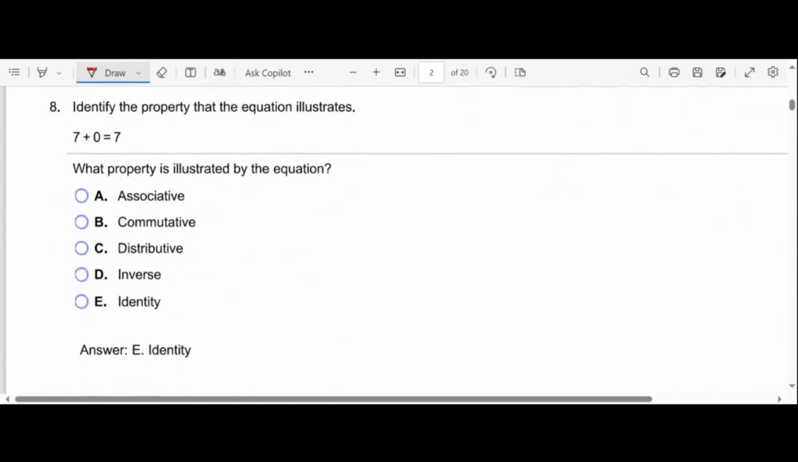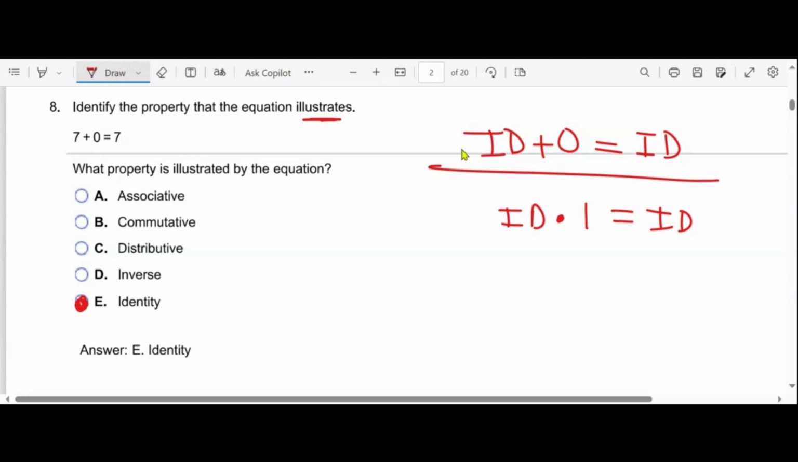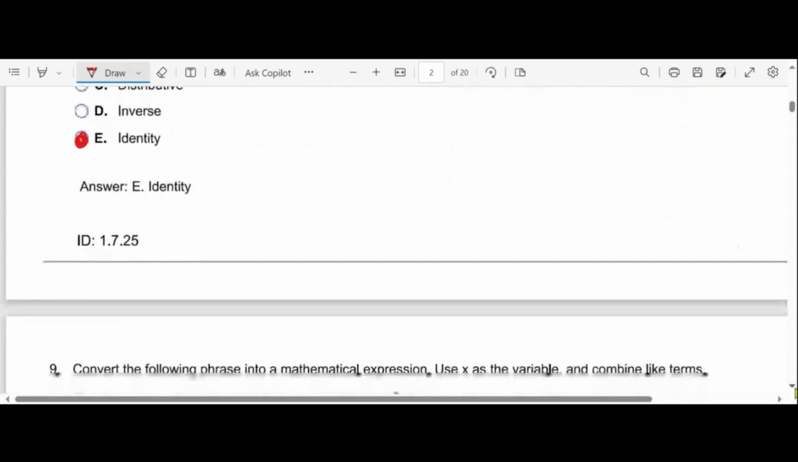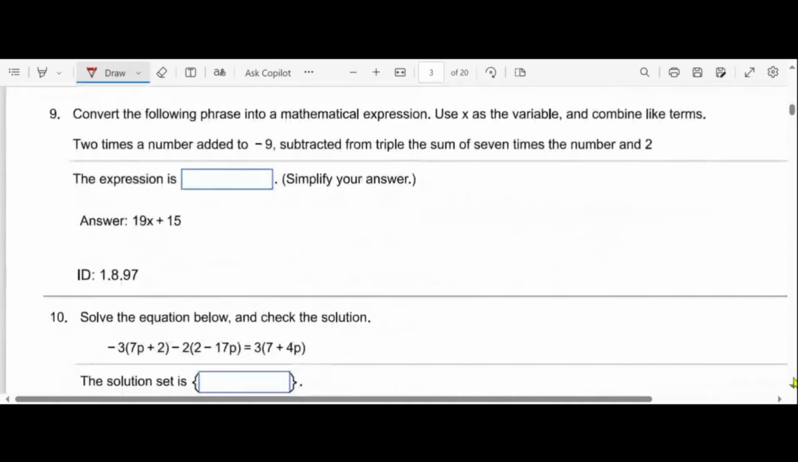Yeah, your turn in the back, Khalid. Identify the property that the equation illustrates. 7 plus 0. Identity. Very good. So if you have ID plus 0, it's equal what? ID. If it's ID times 1, ID. Very good. Do you understand this? Clear? Yeah, the next one, next to you. Over there, please.